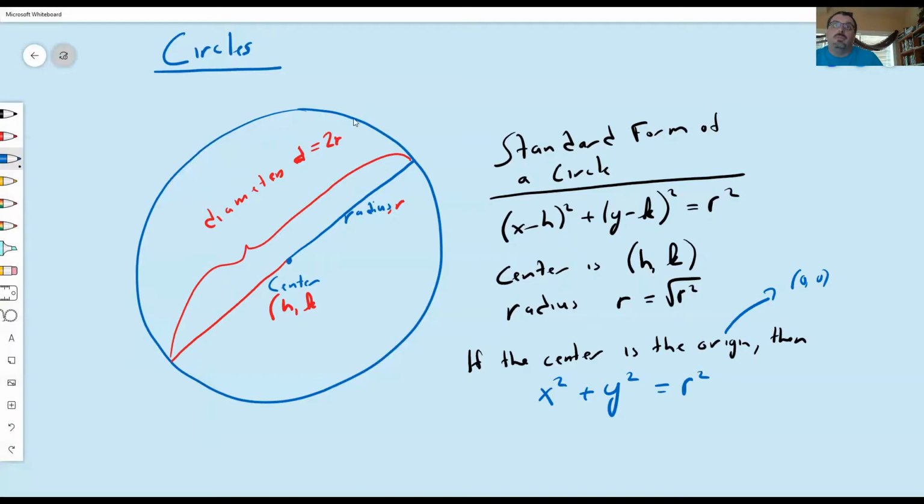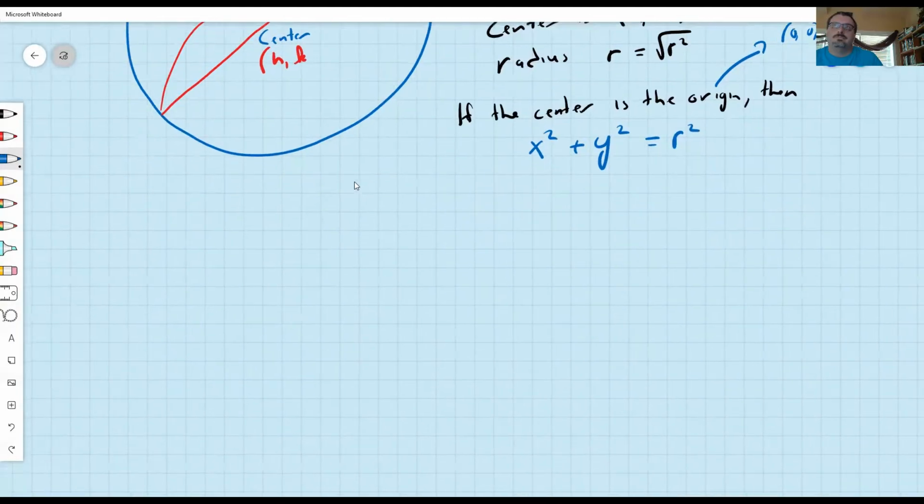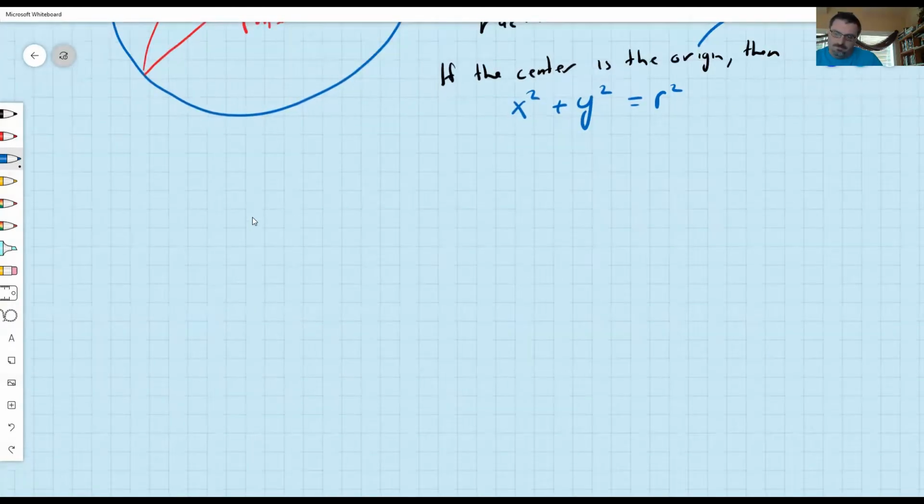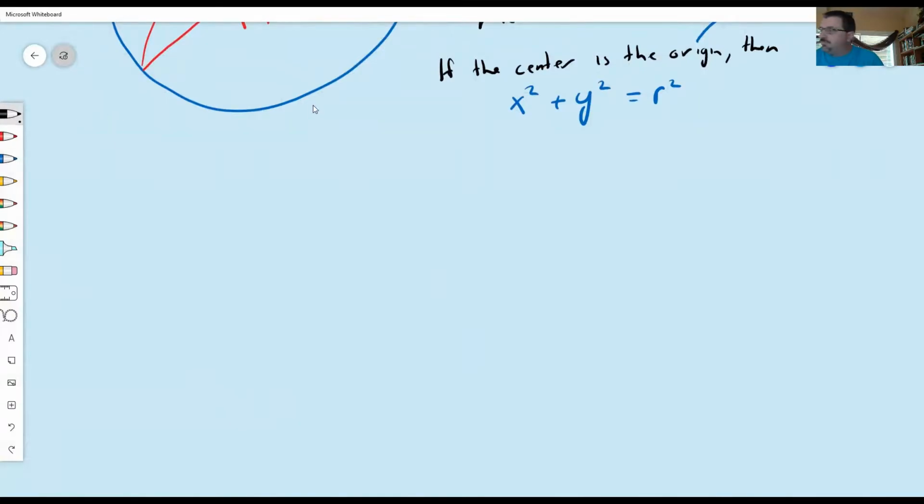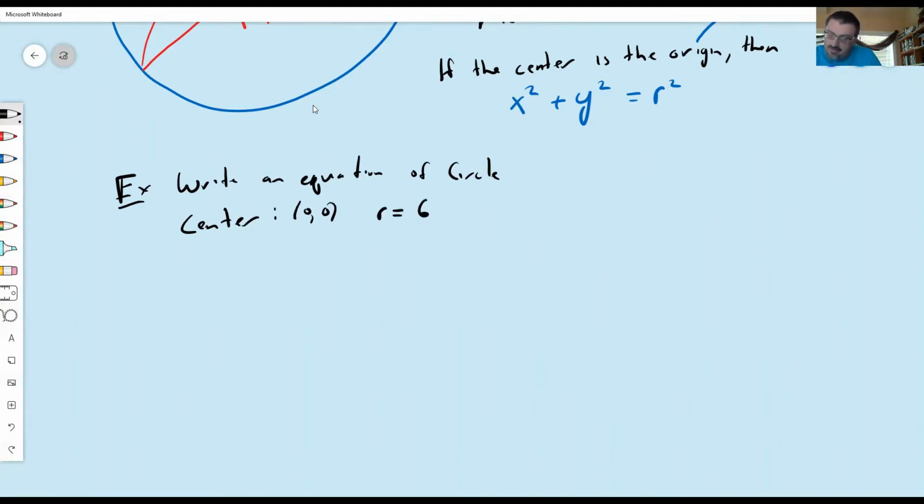Let's take a look at doing some work with circles here. All right. Let's write an equation of a circle. We know the center is (0, 0), and the radius is 6.